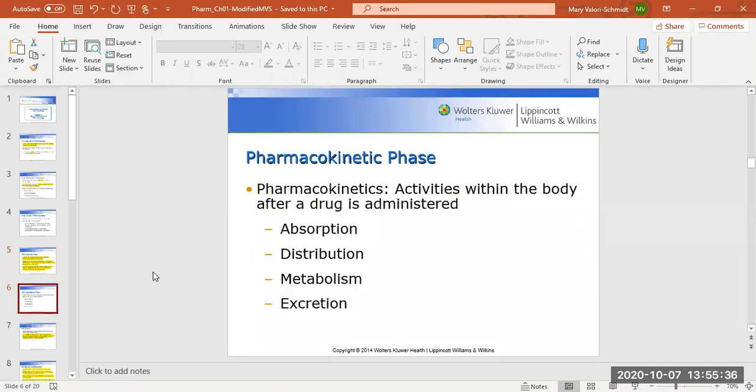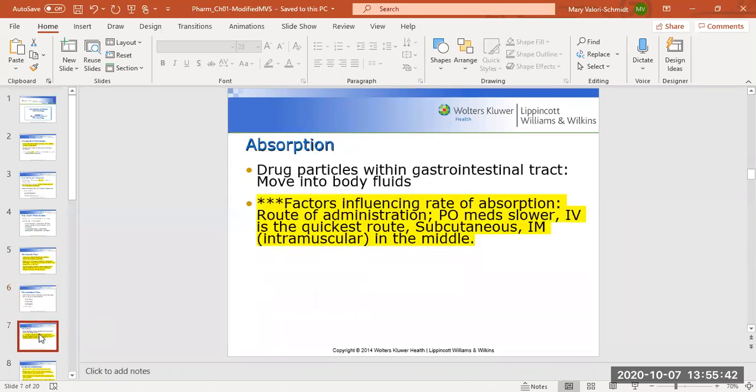Okay, the pharmacokinetic phases, okay? Absorption, distribution, metabolism, and excretion. Let's talk about what you need to know. Absorption. So that's how quickly, how much time has to elapse between when I give you the drug and it starts to do its thing, right?